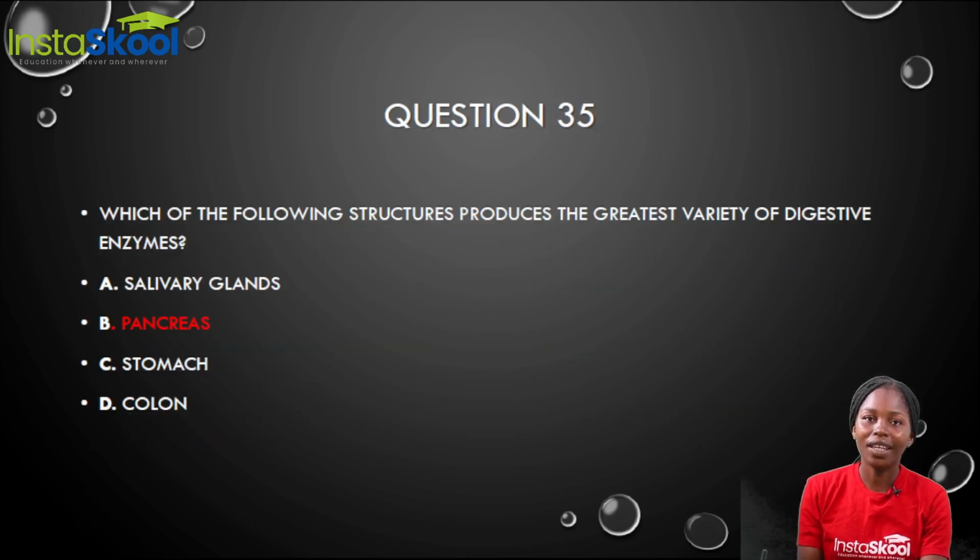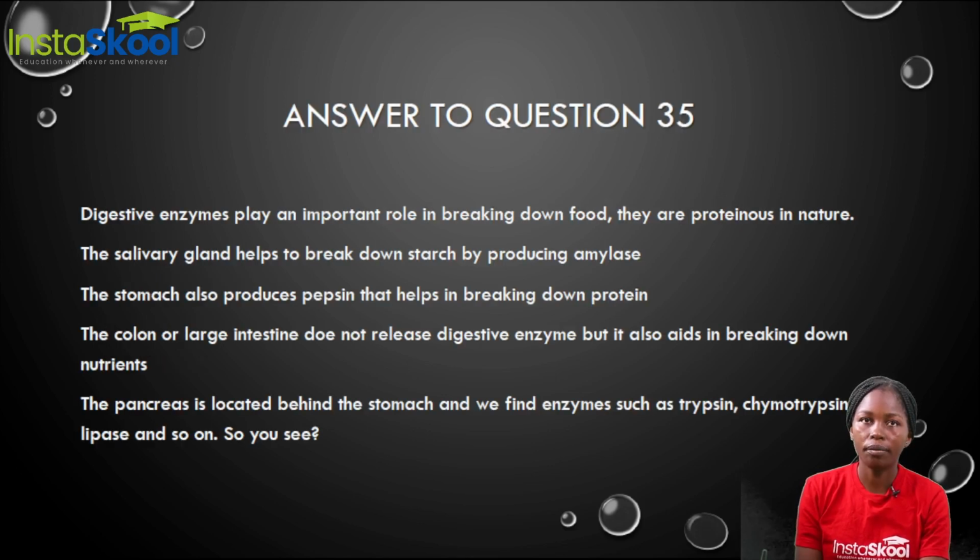Moving on to our next question, question 35. Which of the following structures produces the greatest variety of digestive enzymes? As I have said earlier, digestive enzymes help to break down food into simpler molecules.